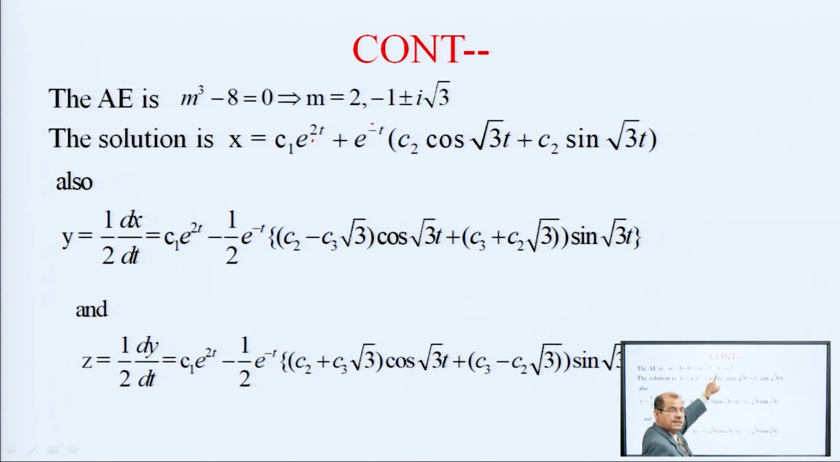The complementary function: the auxiliary equation gives m is equal to 2, and minus 1 plus minus i root 3. The solution is x is equal to C1 e raised to the power 2t plus e raised to the power minus t times (C2 cos root 3t plus C3 sin root 3t). Y is equal to half dx by dt, and we differentiate it and we will get z is equal to 1 by 2 dy by dt.